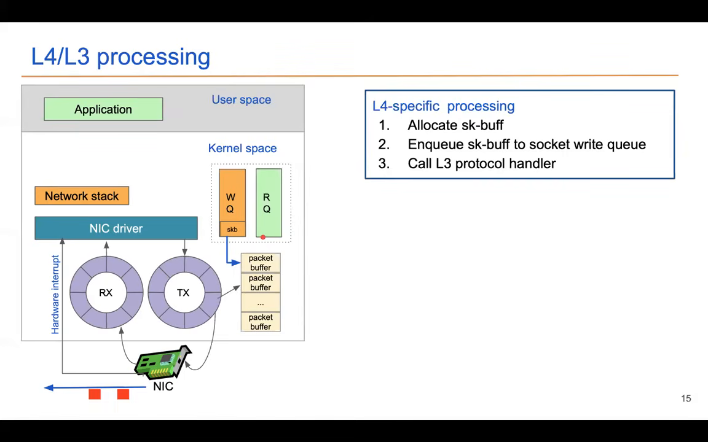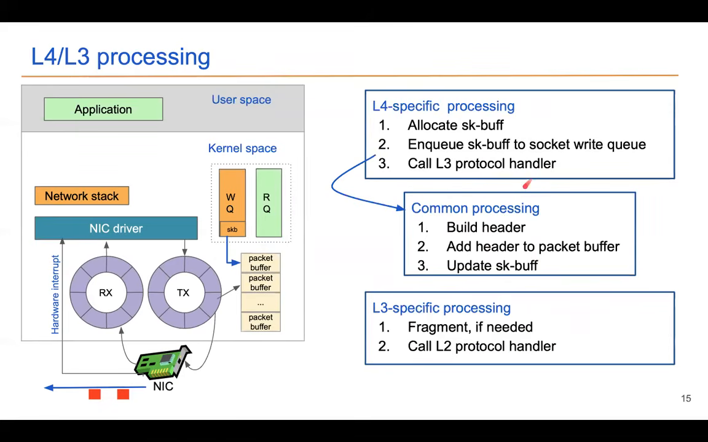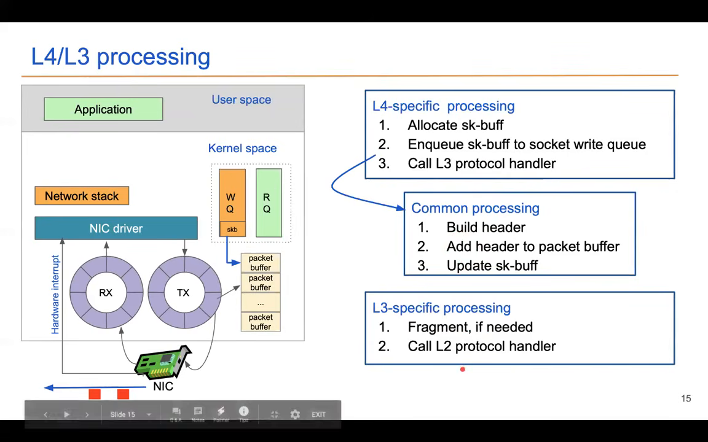TCP performs common functions like building the packet header, adding it to the packet buffer, and updating the skbuff structure. TCP then calls the L3 protocol handler, which is IP. Apart from the common functions, IP fragments the packet if necessary and invokes the L2 protocol handler.